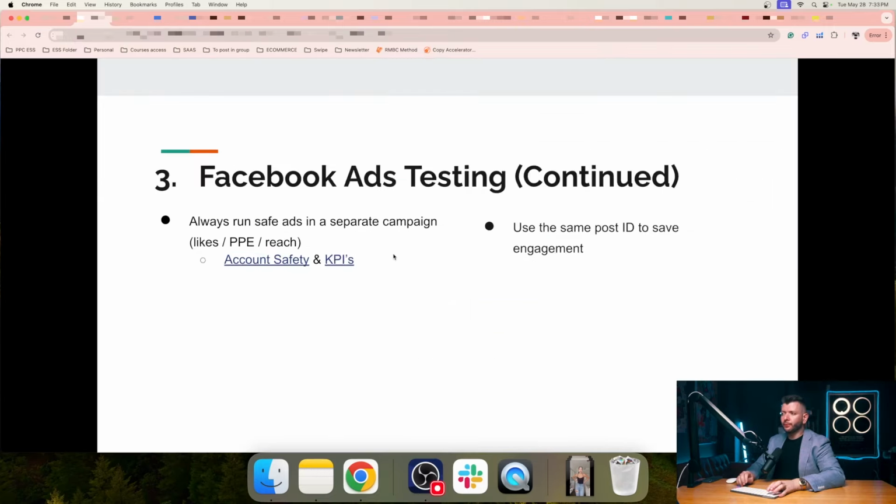Also, an important thing is we use the same post ID to save engagement. So if you have an ad that has, let's say, 500 likes and 20 comments, you want to reuse that same post ID to preserve the engagement and build on it, instead of launching brand new ads that have no engagement, no likes. People are more likely to click and buy from ads that have a lot of engagement because they seem to be popular. And there also could be some positive comments from people.